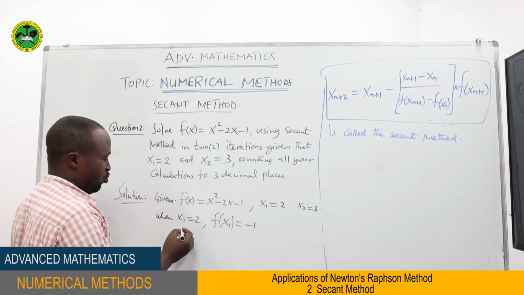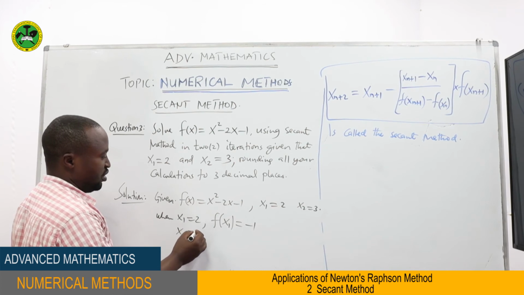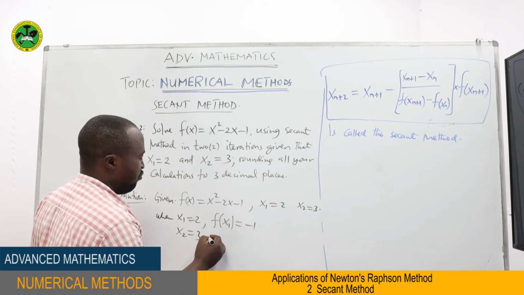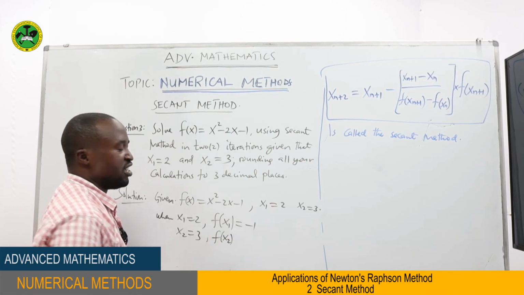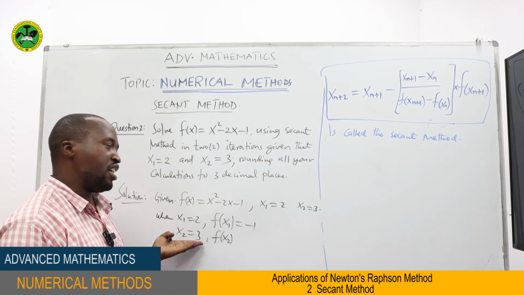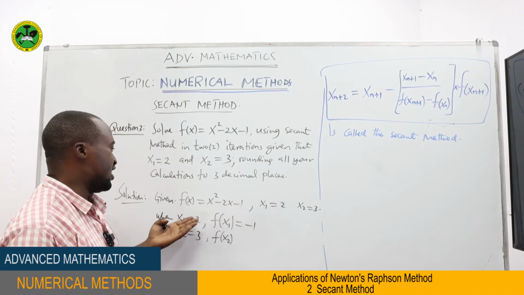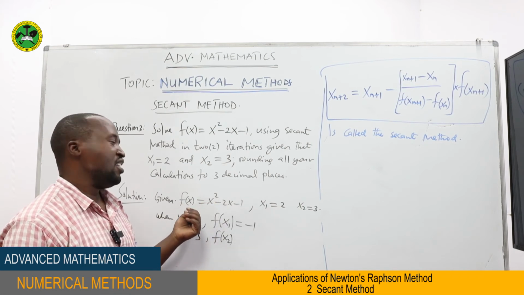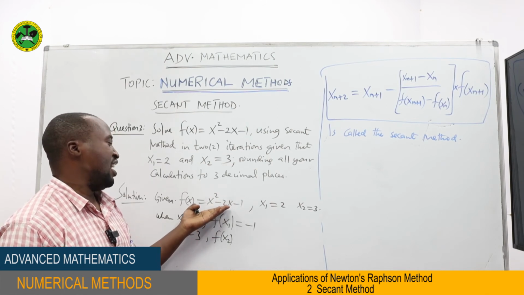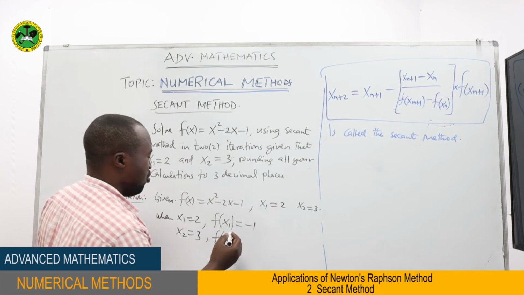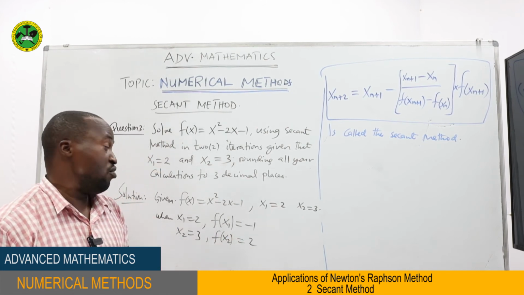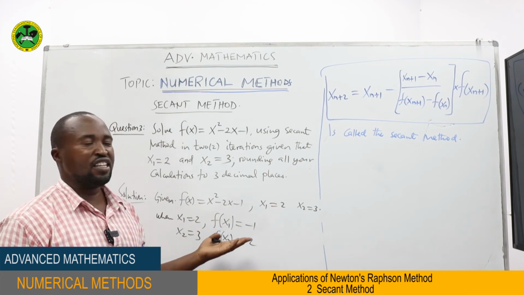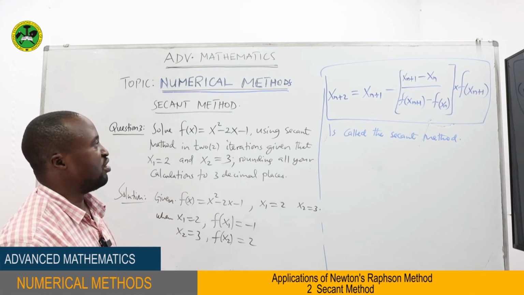So again, we have x2, that is x2 is equal to 3. If we have x2, it is possible to find f of x2. Why? Because we just substitute the value of x2 in our function. That is 3 squared, that is 9, then minus 2 times 3, so it is 9 minus 6, that is going to be 3. 3 minus 1, we are going to have 2. Now we have x1 and f of x1, x2 and f of x2. So now we can use our general formula.